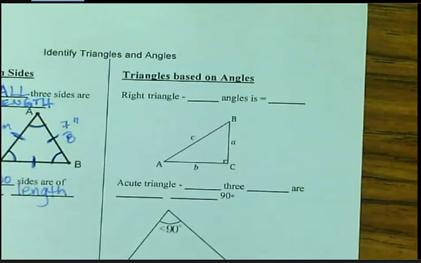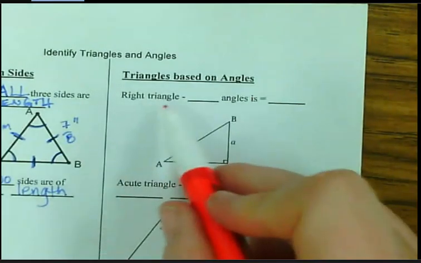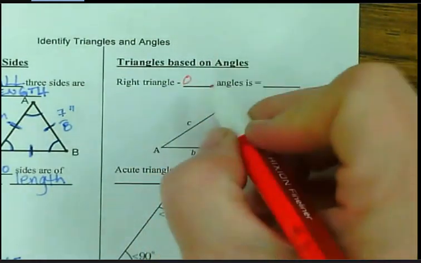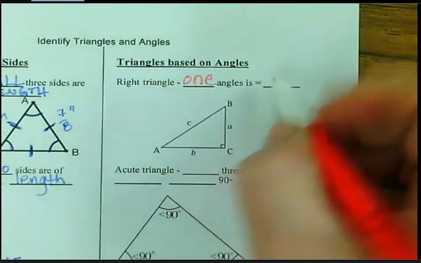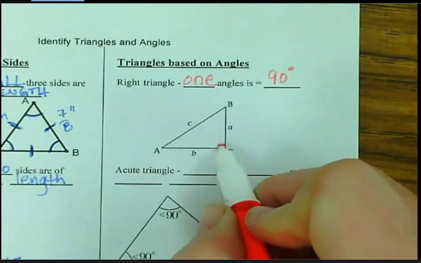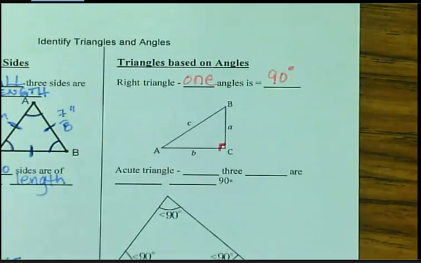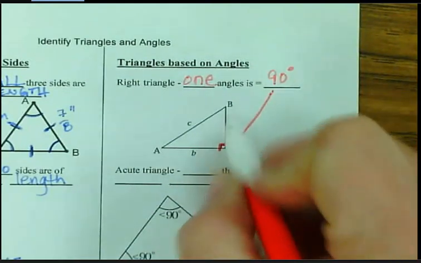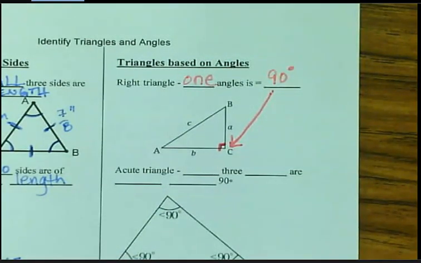All right, let's switch over to the triangles based on angles. Okay, we've got this first one is a right triangle. Now, it's called a right triangle because one angle is equal to 90 degrees. And that would be this one. You always see this little box here. When they put that box there, it tells you this is 90 degrees. Okay? It is a right triangle.